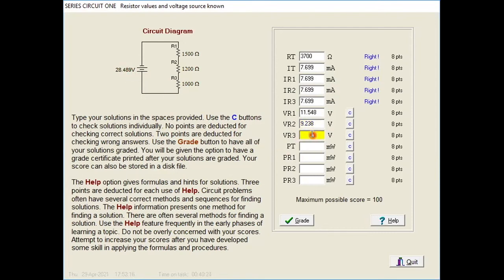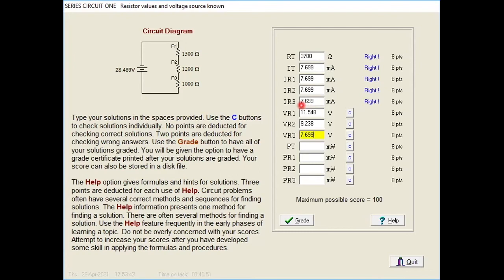Okay, and VR3, again, cover up the E, it's I times R, so it'll be IR3, which is 7.699 milliamps. And we are going to multiply that by 1,000 ohms. And that's going to give me 7.699 volts.